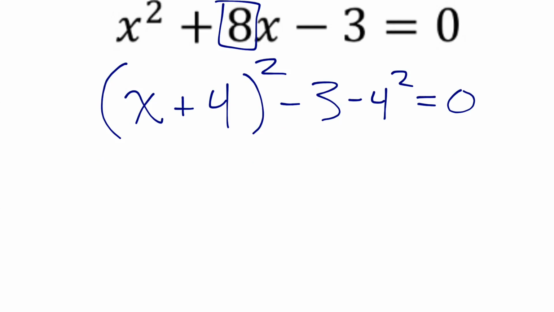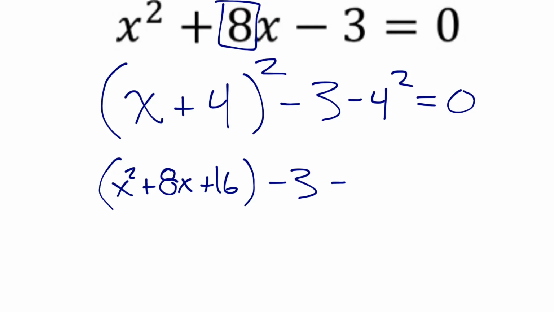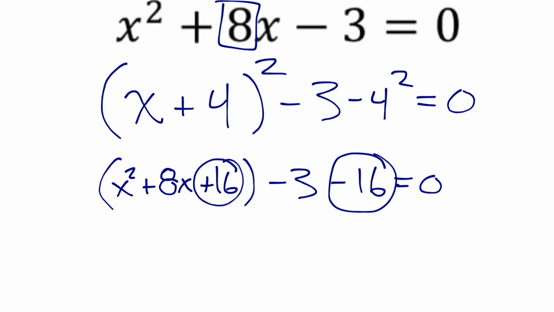Think about what we're doing. If we expanded this x plus 4 quantity squared, we'd get x squared plus 8x plus 16. That's why I'm subtracting 4 squared. I'm subtracting 16 to balance it. So we'll have that minus 3, the minus 16 equals 0. So notice that that 16 balances with that 16, and we're left with x squared plus 8x minus 3, which is what we started with.